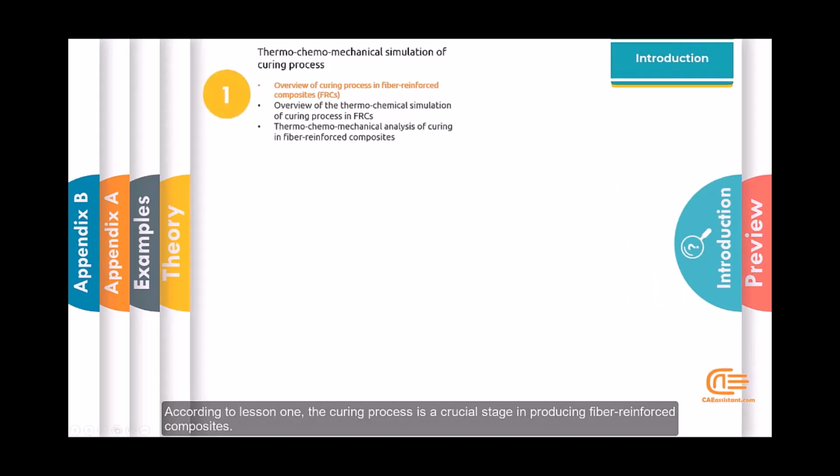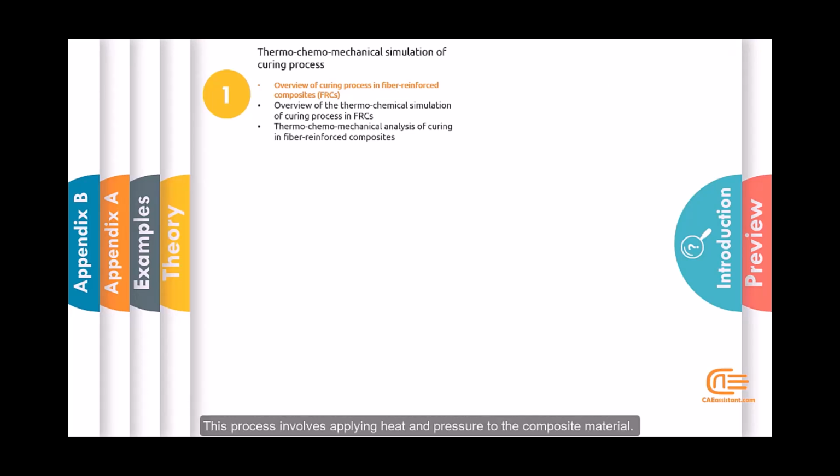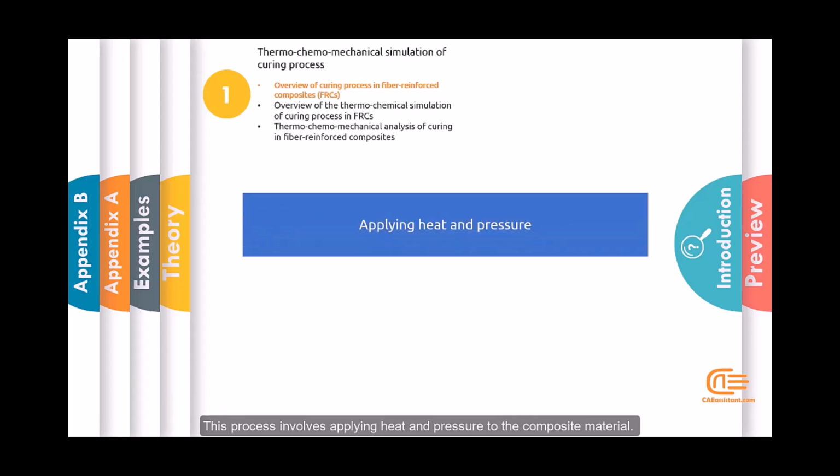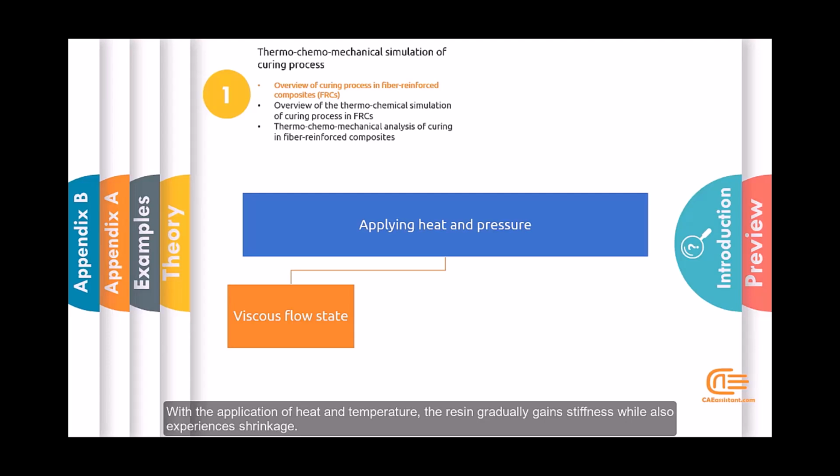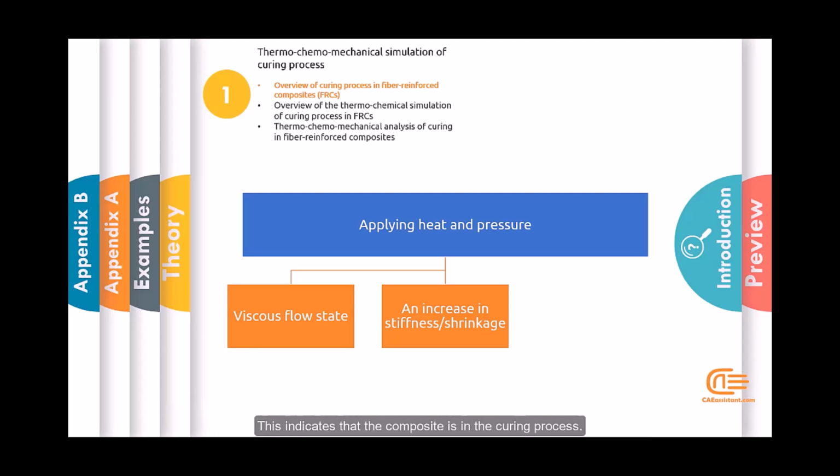According to Lesson 1, the curing process is a crucial stage in producing fiber-reinforced composites. This process involves applying heat and pressure to the composite material. During the curing process, first the resin exhibits a viscous flow state. With the application of heat and temperature, the resin gradually gains stiffness while also experiencing shrinkage. This indicates that the composite is in the curing process.